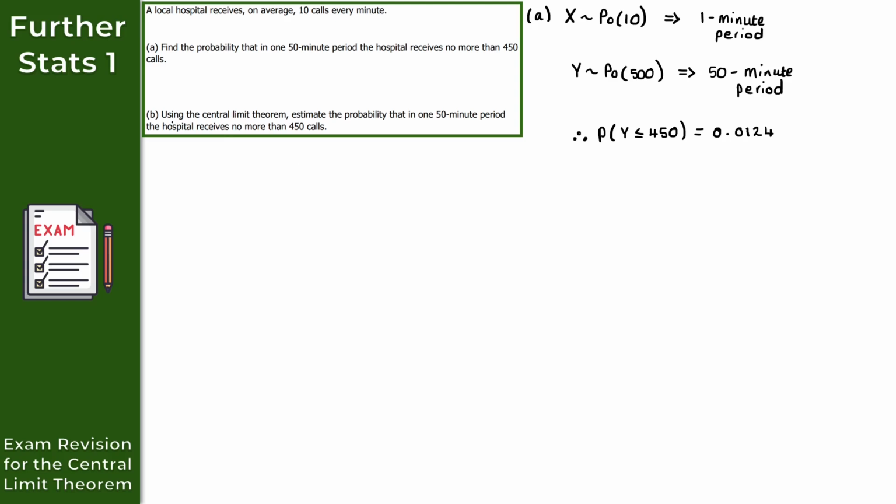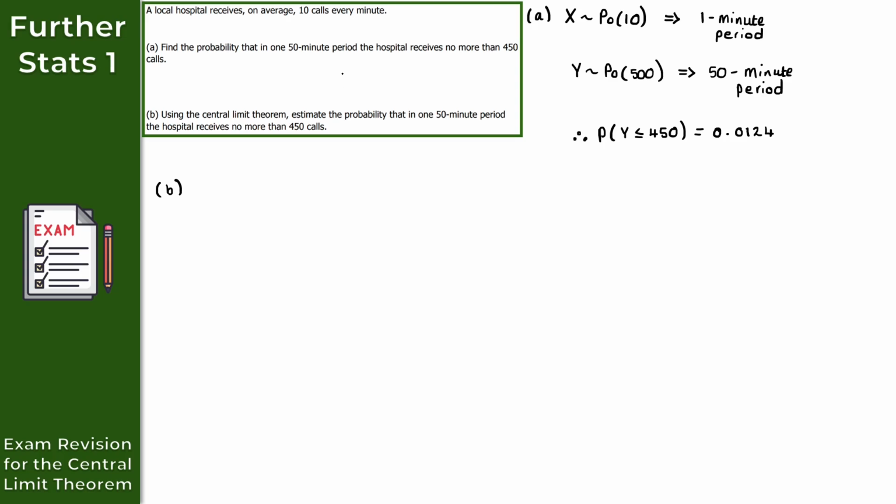Now for part B, this is where we now use the central limit theorem. So for part B then, as it says here, using the central limit theorem, estimate the probability that in one 50-minute period, the hospital receives no more than 450 calls. So pretty similar to the first part then, but now just using the central limit theorem. So where do we start then?